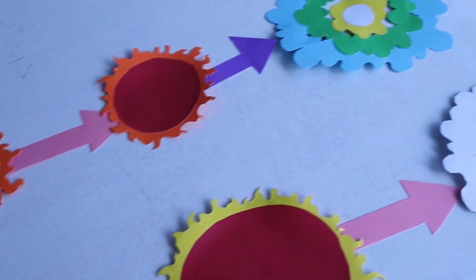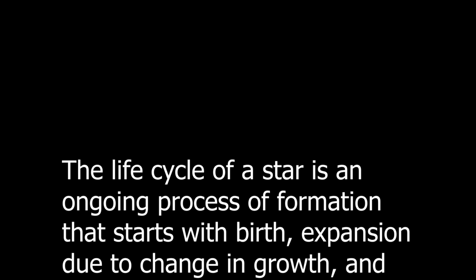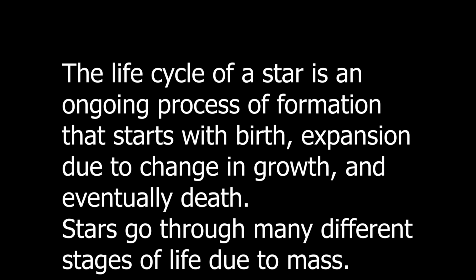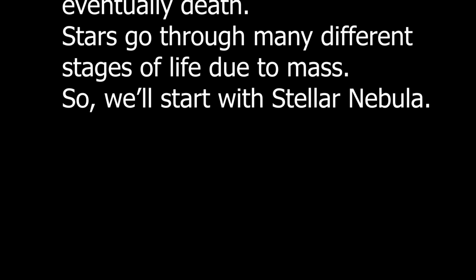And we did our project on the life cycle of a star. The life cycle of a star is an ongoing process of formation that starts with birth, expansion due to change and growth, and eventually death. Stars go through many different stages of life due to mass. So, we'll start with stellar nebula.